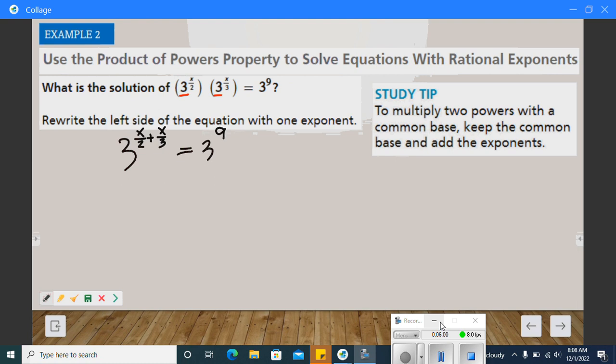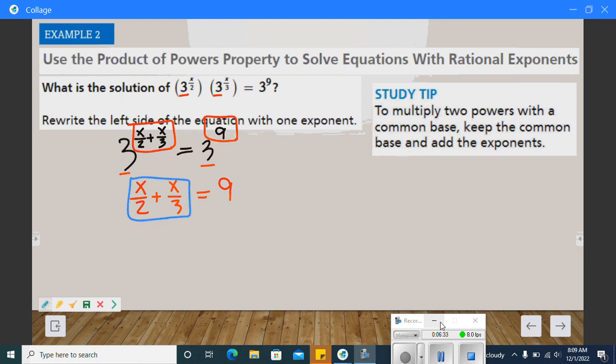So we are going to focus, since they have all the same base, on this side, this part only. Okay, so you have there x over 2 plus x over 3 equals 9. We have to add them first, because to find the value of x, we need to have x only on this side.